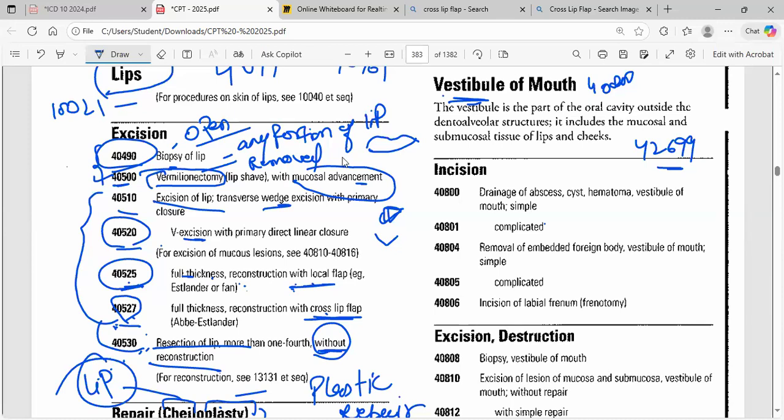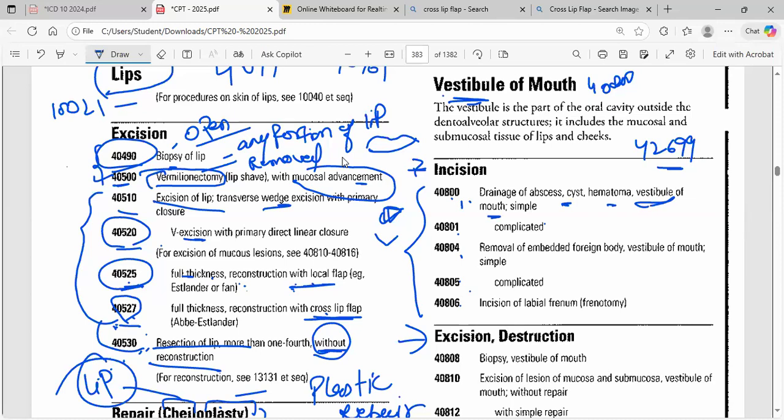Now let's start. So in this section, first you will get the code for the incision, then excision, then other procedures. In the incision, we have 1, 2, 3, 4, 5, 6 codes. Our first code is drainage of abscess, cyst, hematoma from the vestibule of mouth.